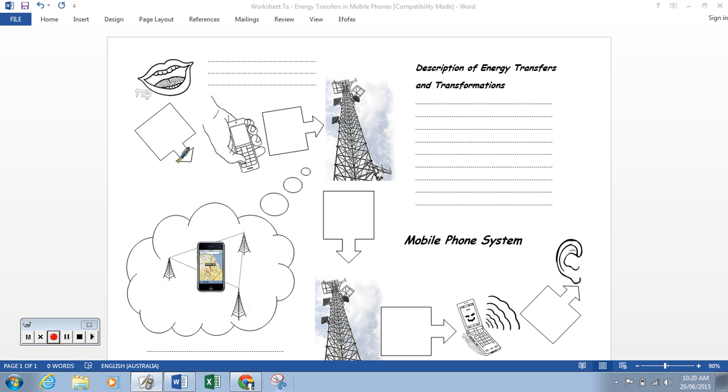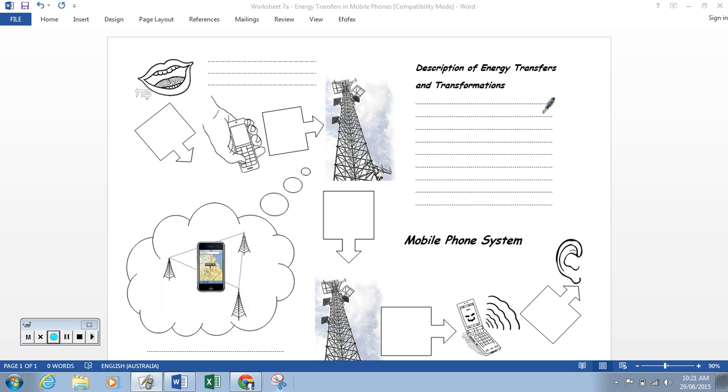Sound, as you know, is just basically a form of kinetic energy, as air particles are forced to move backwards and forwards. This sound energy, or kinetic energy, is made to interact with the microphone of the mobile phone. Now, the microphone of the mobile phone is a speaker in reverse.